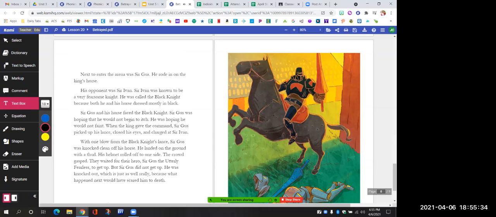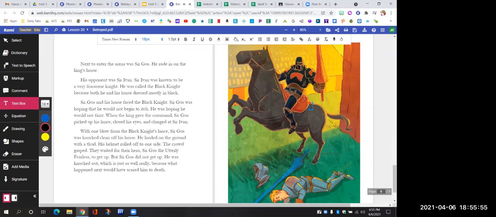Next to enter the arena was Sir Gus. He rode in on the king's horse. His opponent was Sir Ivan. Sir Ivan was known to be a very fearsome knight. He was called the Black Knight because both he and his horse dressed mostly in black.